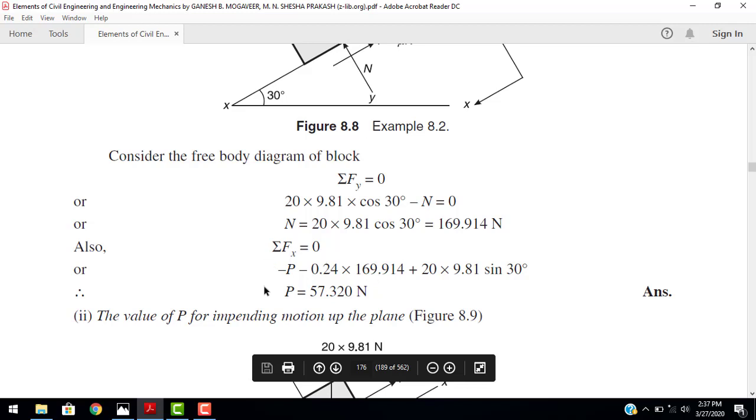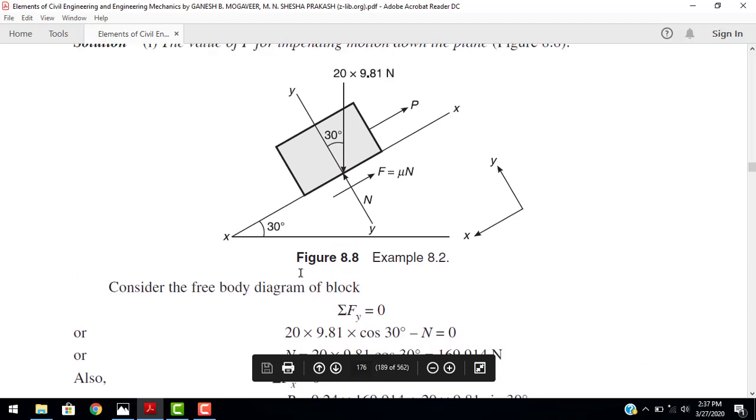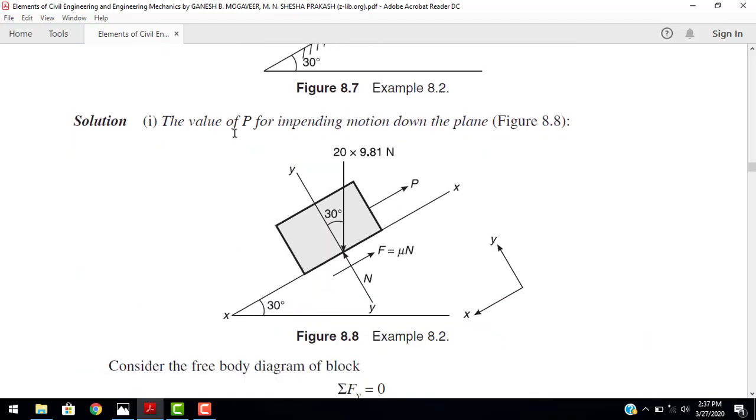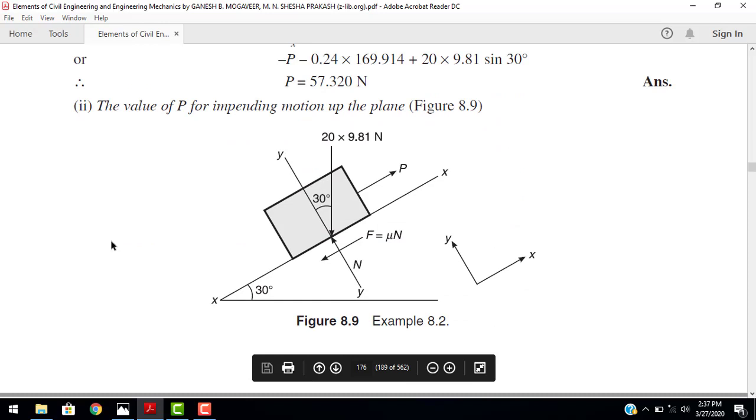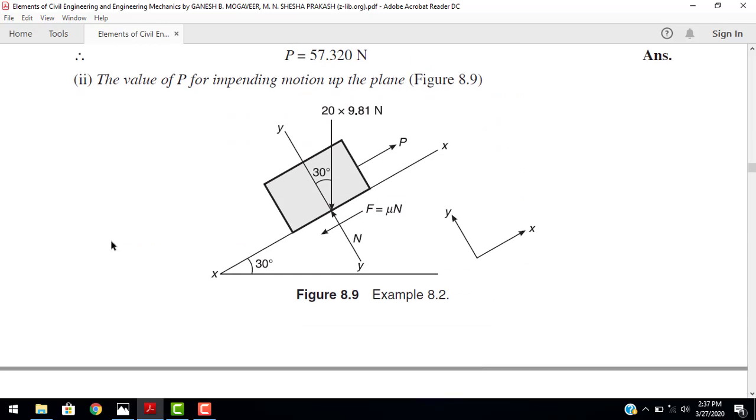So this is the force that has to be applied for case 1. The P value for impending motion down the plane will be equal to 57.32 Newton. Now let us move on to the second case, that is to identify the value of P when the impending motion is up the plane. That means when the block is tending to move in the upward direction, what is the value of P?